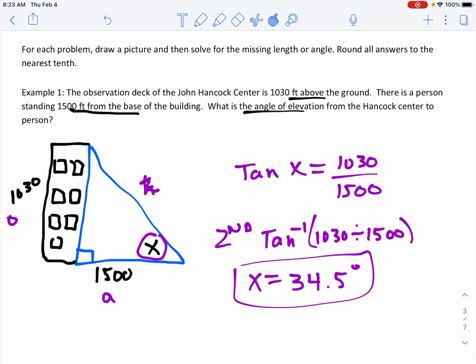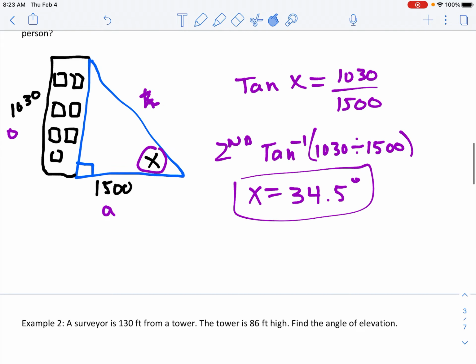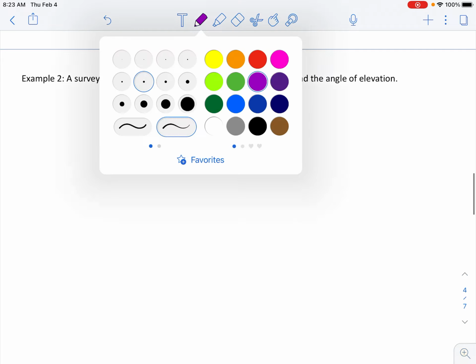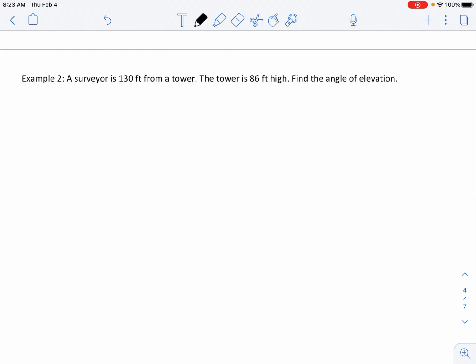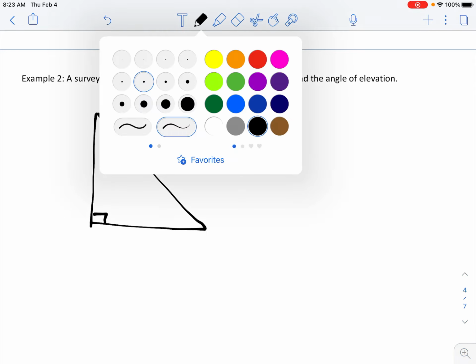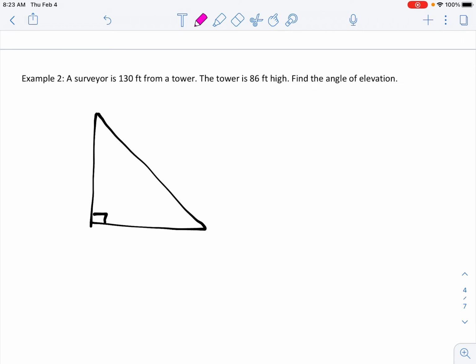So we form a triangle, draw it, label your picture, and then go back and solve it. All right, let's go ahead and try another example. I know it's a word problem and we're solving right triangles, so I'm going to draw my triangle the same way and label my picture. A surveyor is 130 feet away, so I have a person that's surveying 130 feet away.